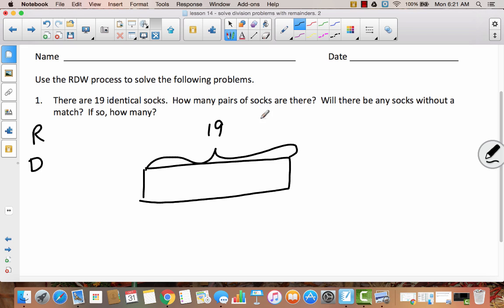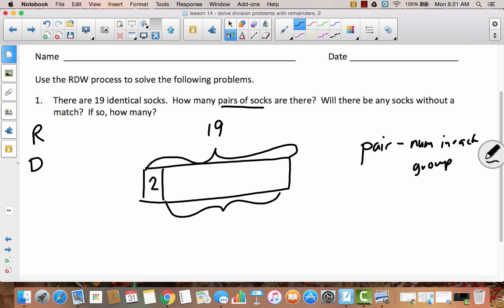Now it says that it wants to know how many pairs of socks. Well, I know that a pair of socks has two. So what does that tell me? Does the pair tell me the number in each group or number of groups? Well, if there's a pair, that's telling me the number in each group because I know that there's two in each group, but I don't know how many groups there are. So that's what I'm trying to figure out. So my question mark would be, how many groups are there, okay?